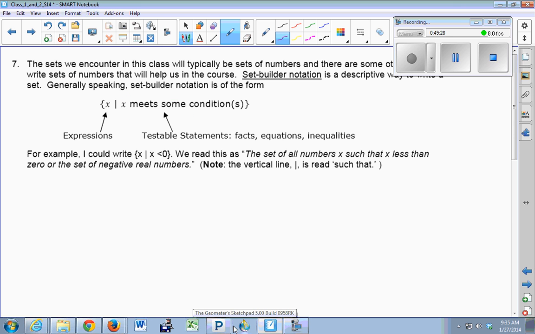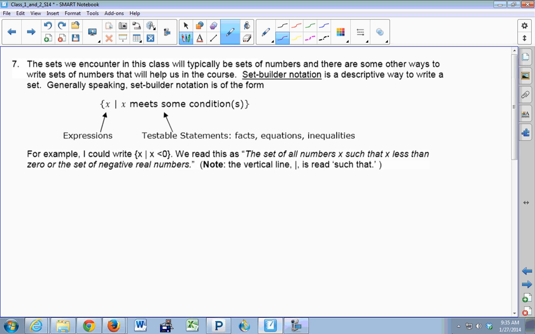All right, so there's going to be another type of notation. Some of you may be familiar with it, some of you may not. It's called set builder notation, and it's a descriptive way to write sets. Now we're going to be alternating throughout the semester between set builder notation and interval notation. We'll get to interval notation in a little bit. So set builder always starts with your braces, and whatever variable you're talking about sits right there. So when you go to read it, you say the set of all numbers x, and then you put this line in, a vertical line, and that line is read such that.